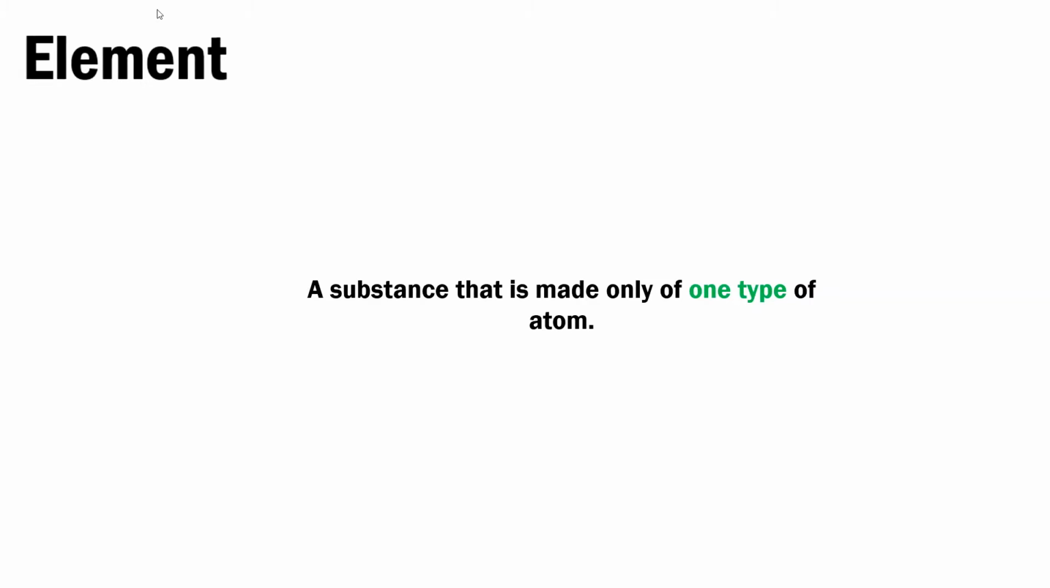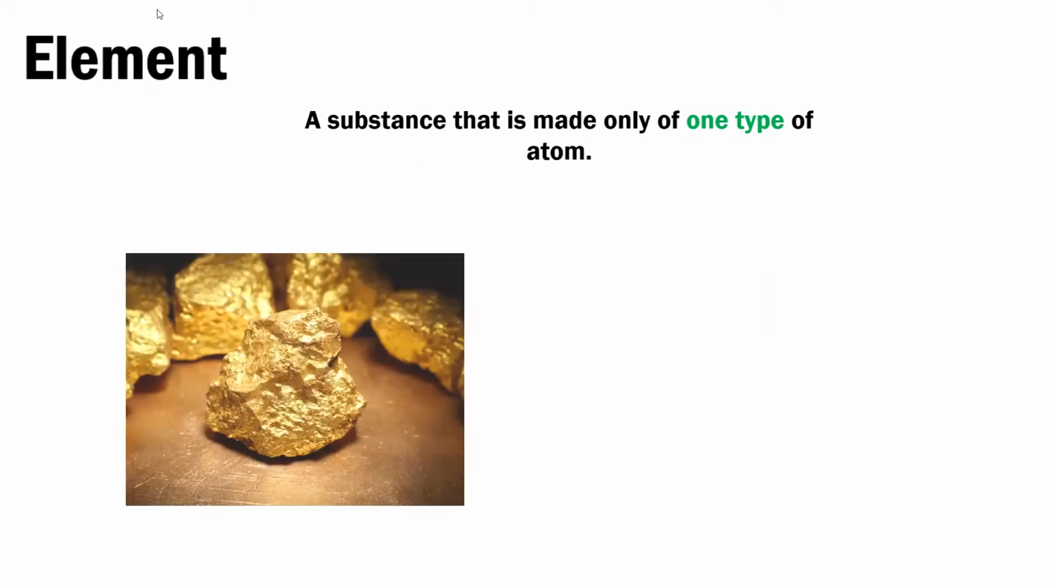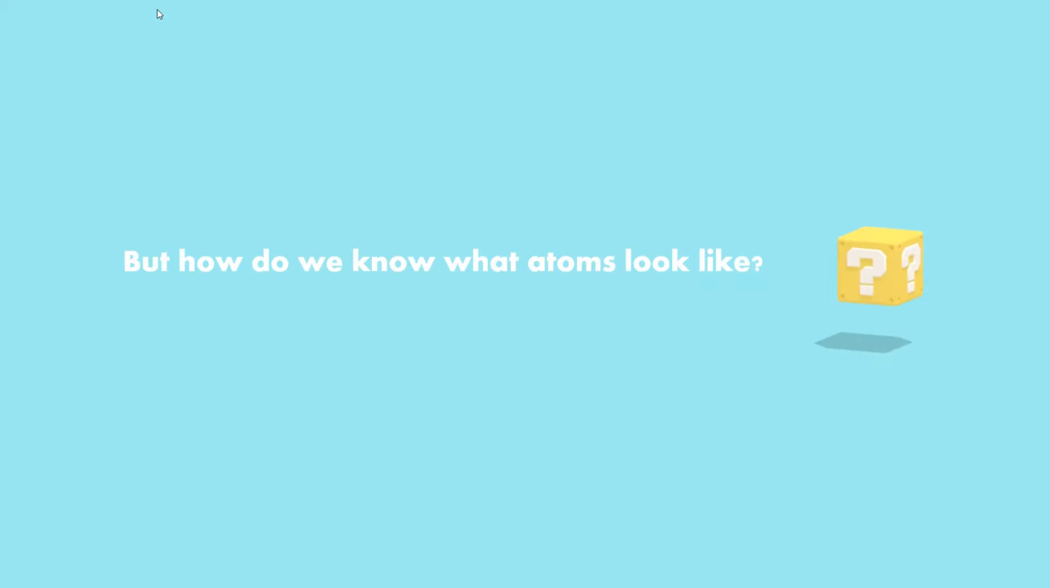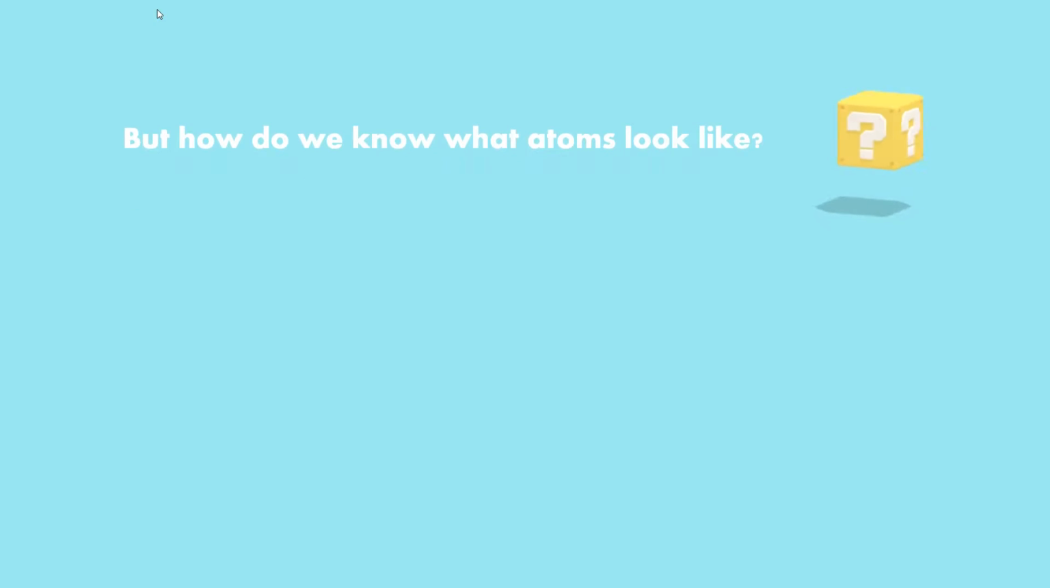An element is a substance that is made up of only one type of atom. So if we take a piece of gold and take a close look, we know that it is made up of only gold atoms. But how do we know what atoms look like?